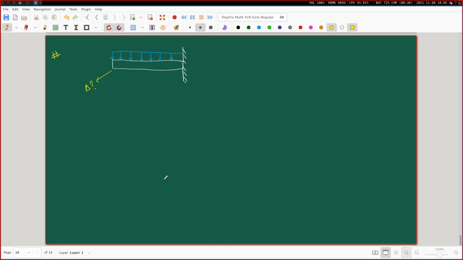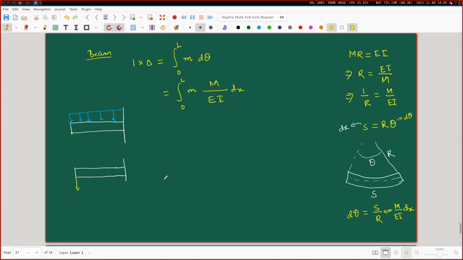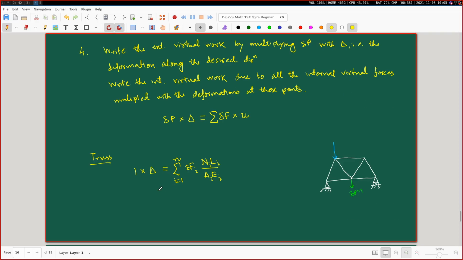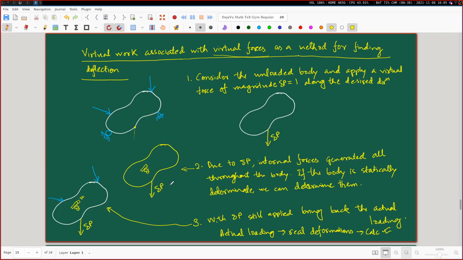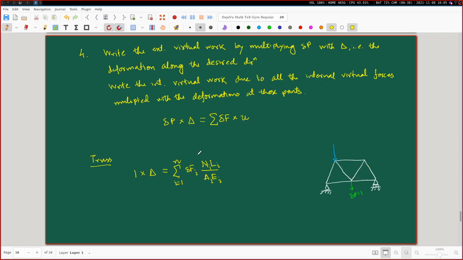Earlier, when I had recorded that previous lecture, I had mentioned that basically we will be using these steps, okay, the virtual work associated with virtual forces as a method for finding the deflection. So these four steps that I had enlisted here, this is the thing that I'm going to use. In particular, I'm going to use this formula. This is the recipe which is going to allow me to obtain the deflection.